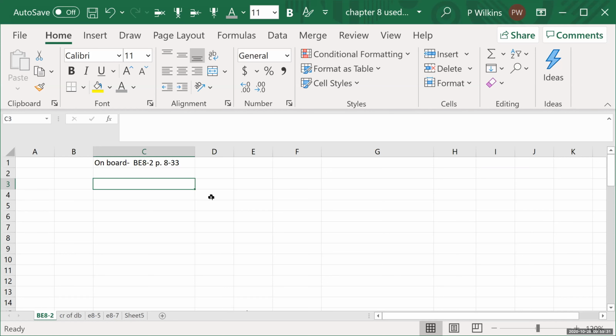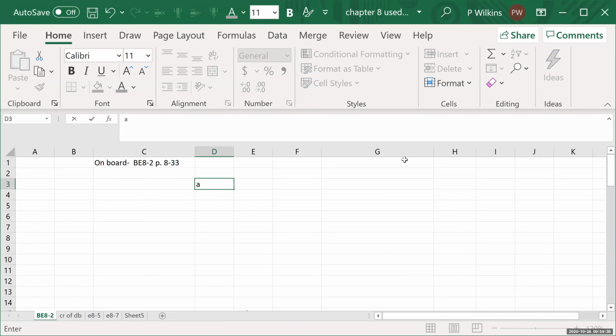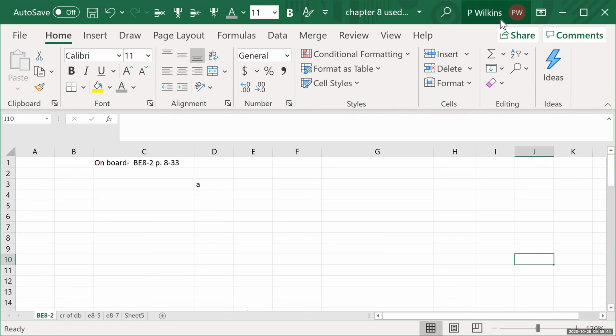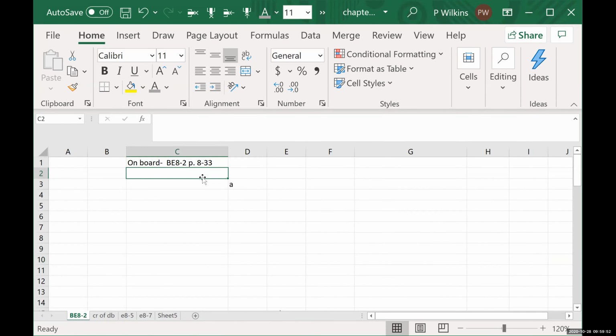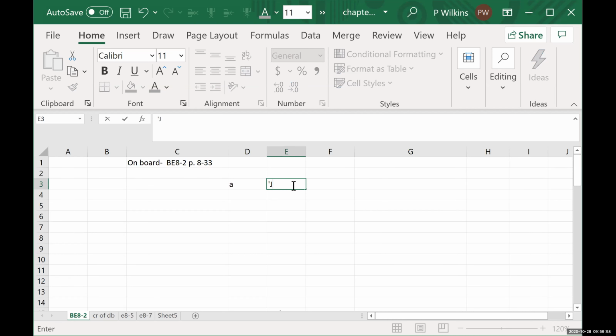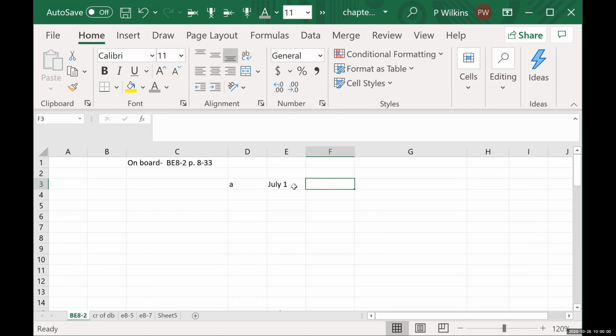So in this instance, we are the seller, and this is A. And let's see, I got to resize my screen. Hold on. Okay, this is A, and A is there. Okay, the date is July 1. We've got July 1.